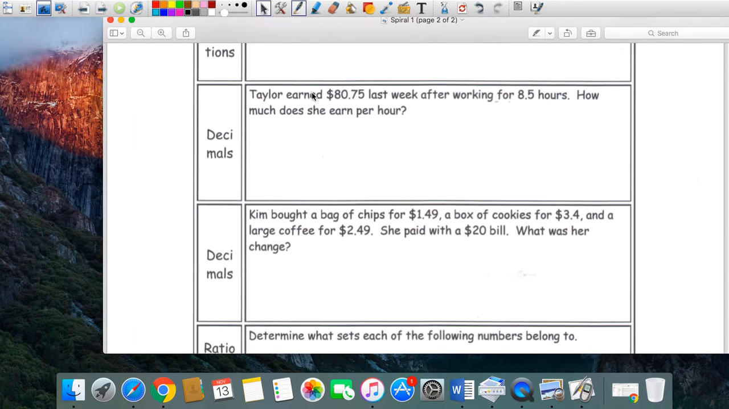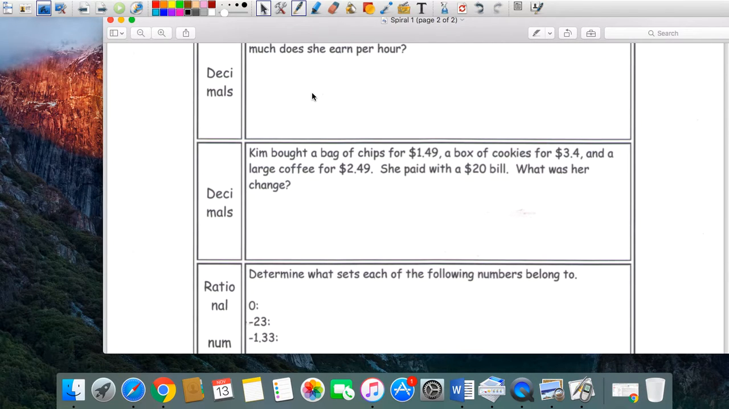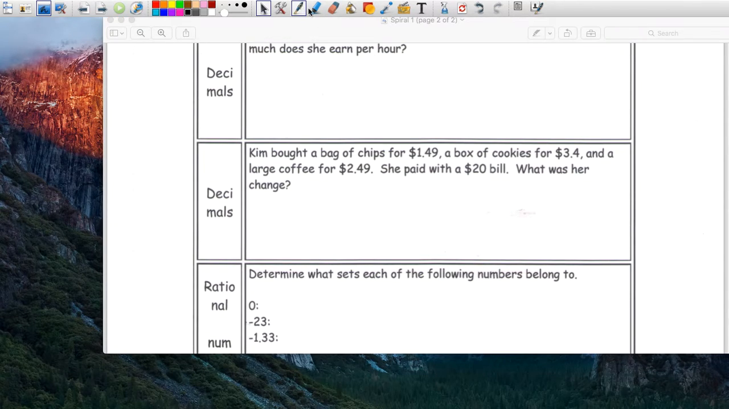Make this up. Oh, Kim bought a bag of chips for $1.49, a box of cookies, and a large coffee. She paid with a $20 bill. What was her change? Well, let's add it up. So it's $1.49 for the chips, decimal under decimal. This is the box of cookies, and a cup of coffee for $2.49.